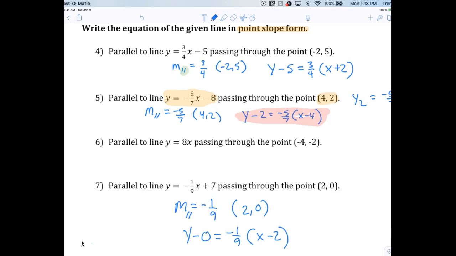The y value is 5. So type in 5. Come on, you're holding me up. Type in 5. Let's go. Does everybody have a line and a point? Do you have a line and a point? You should have a line and a point.